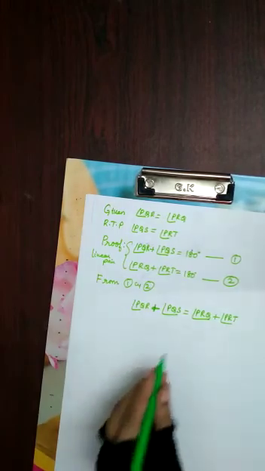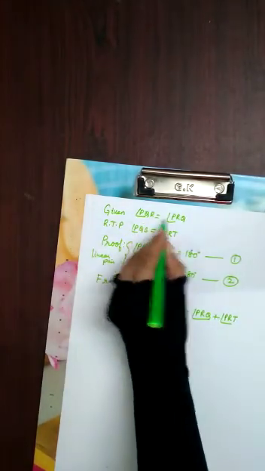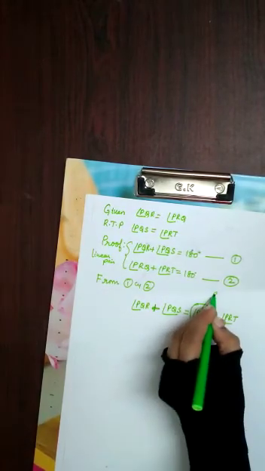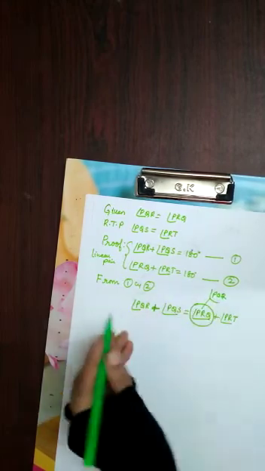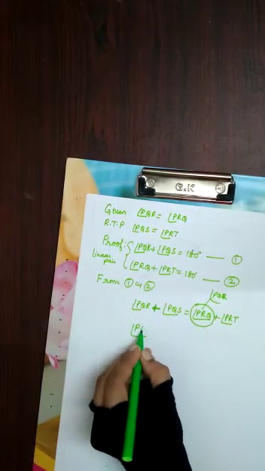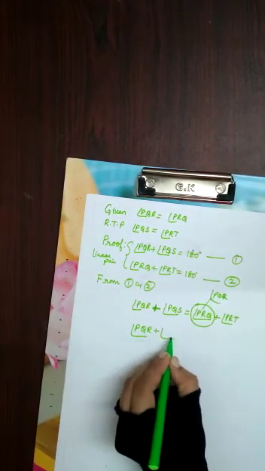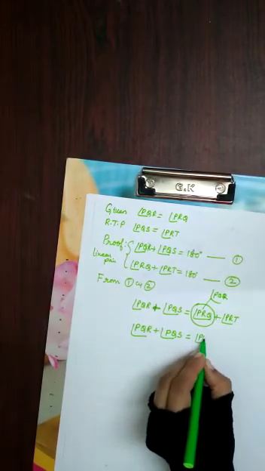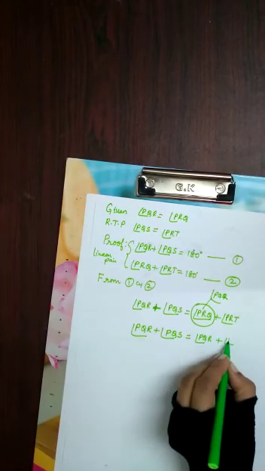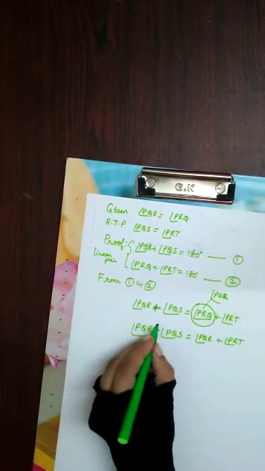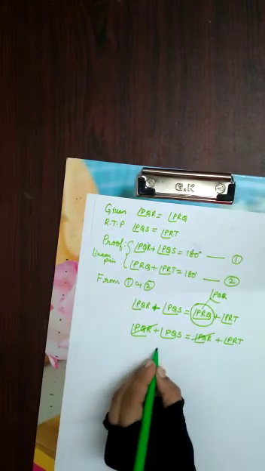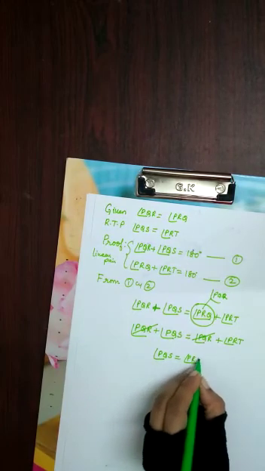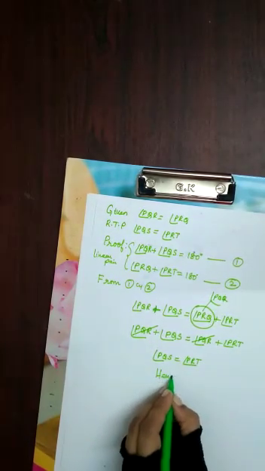Now in the given, they have given angle PQR is equal to PRQ. So in place of PRQ, I will write it as PQR because they are equal. So this becomes angle PQR plus angle PQS is equal to angle PQR plus angle PRT. Yes children, PQR and PQR get struck out. So we are left with angle PQS is equal to angle PRT. That's what they asked us to prove. Hence proved.